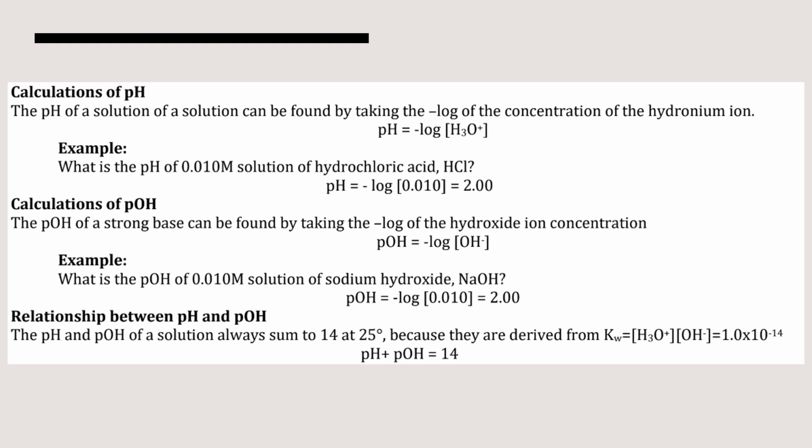So if you think about it, if the question asks you, what is the pH of a 0.010 molar solution of sodium hydroxide? So that's where you can possibly use both equations. The first, the pOH one, and then the pH plus pOH equals 14.